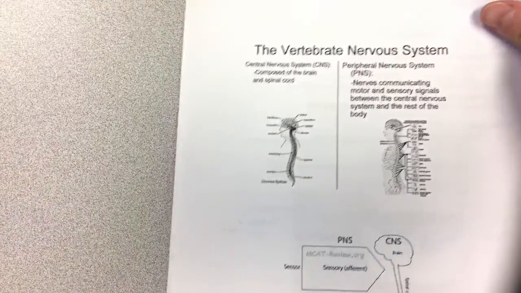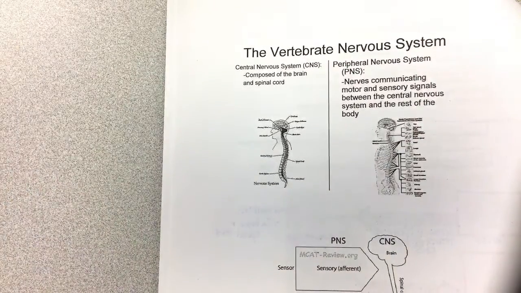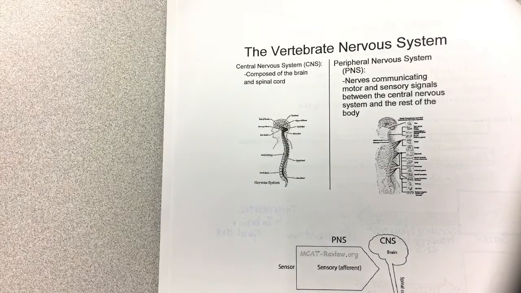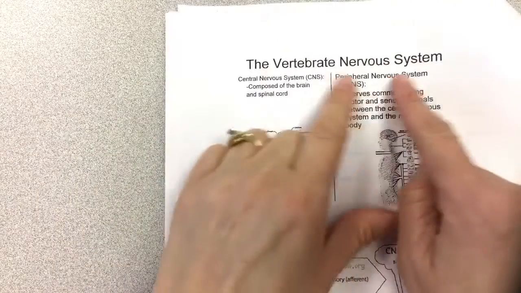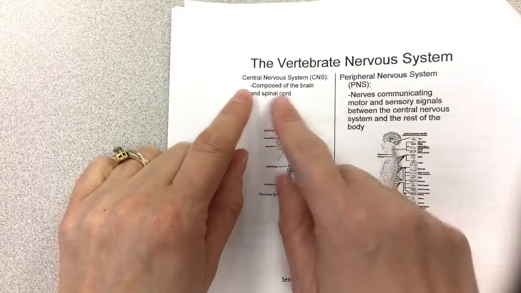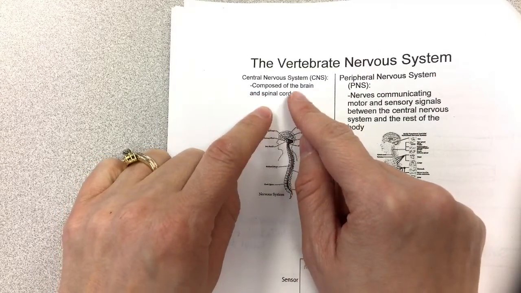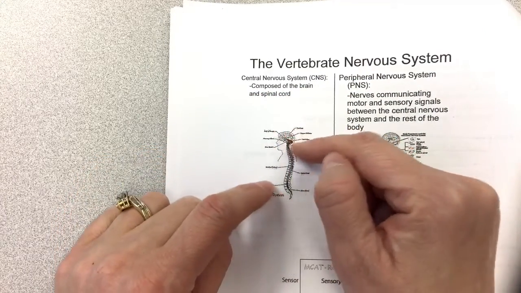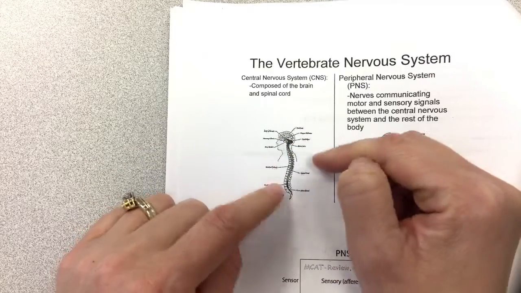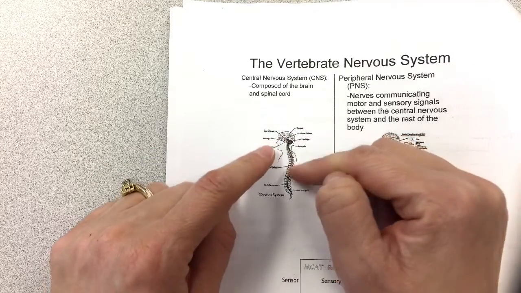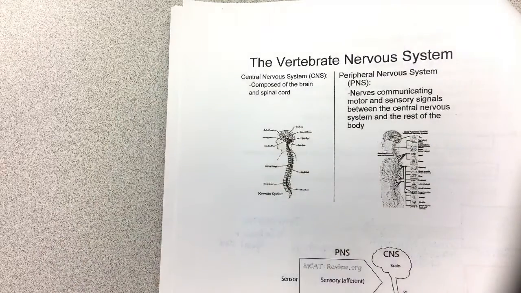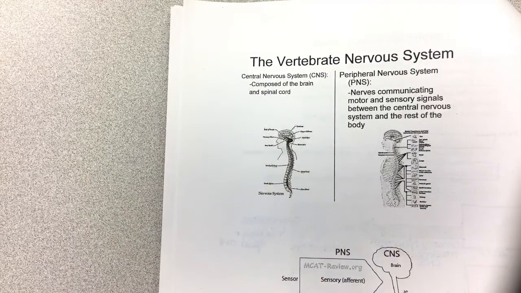If we turn our page here, we have a couple of pictures that show you the general overview of the vertebrate nervous system, like our nervous system. The central nervous system, as we just said, is composed of the brain and the spinal cord. So here's the brain and the spinal cord. I know it's kind of small for you to see here, but any other things that you need to know, we'll look at in bigger pictures later.